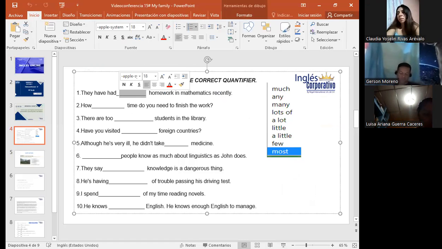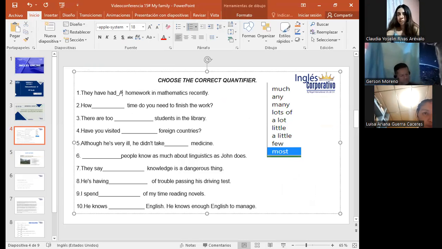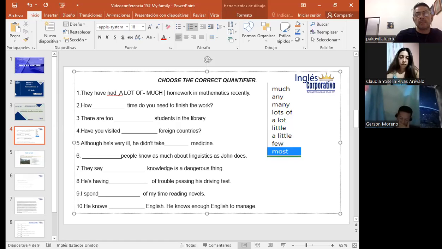Number one. A lot of, many. So we can have a lot of, okay. A lot of homework. Also, they have had in math recently. So they have had much homework. Also, we can use much too. Yeah, it's not bad. The two possible choices in that case. It says recently, so maybe a lot of could be a good choice for that one too.